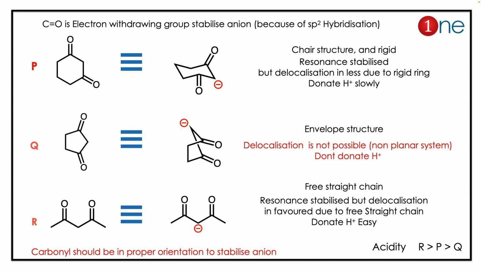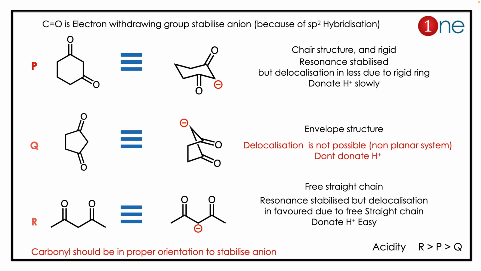Here the stability of the anion is the deciding factor. If you look at the ketone, it loses the H+ and forms an anion. So how will the anion be stabilized? Because of the diketone, which has sp2 hybridized carbon, it will stabilize. So the diketone should be in the proper position to pull the electron and stabilize it.